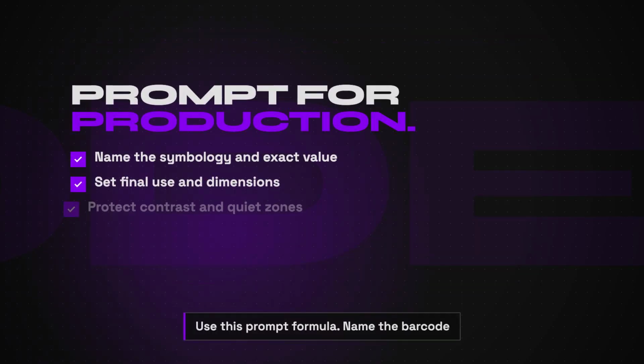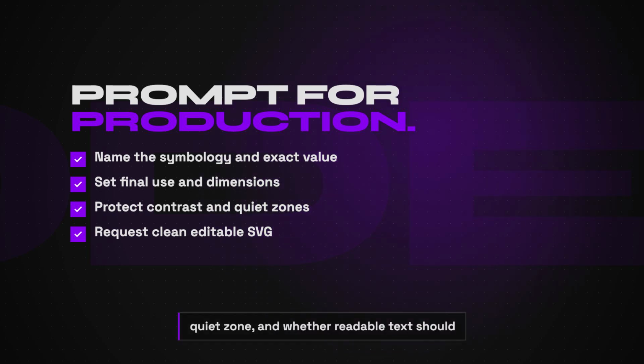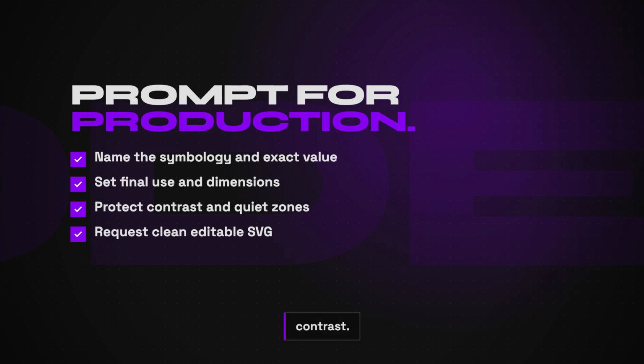Use this prompt formula. Name the barcode symbology. Provide the exact value. State the final use and dimensions. Specify foreground, background, quiet zone, and whether readable text should appear. Finally, request a clean, editable SVG with rectangular bars, no effects, and print-safe contrast.